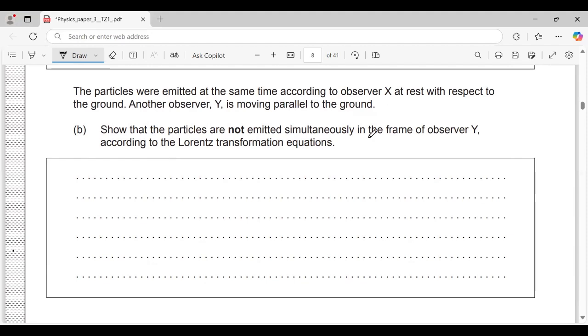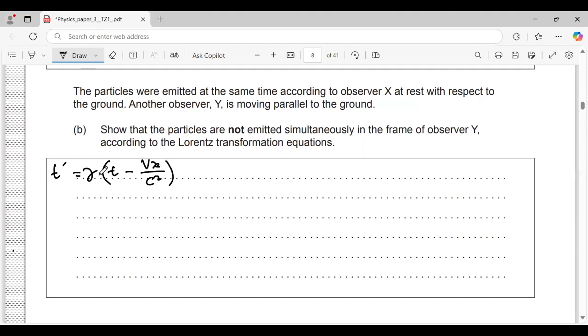and the formula is this one, where I would like to write here that t prime equals gamma times t minus vx over c squared. t prime is time in the frame of observer Y, while t is time in the frame of observer X. So this is Y, this is X. Then x is position in the frame of observer X. This v is the relative velocity of Y with respect to X.